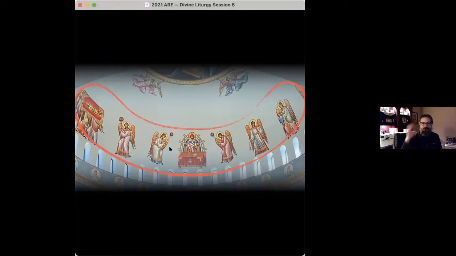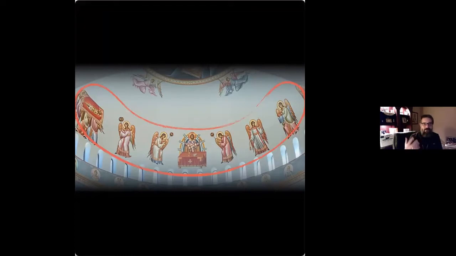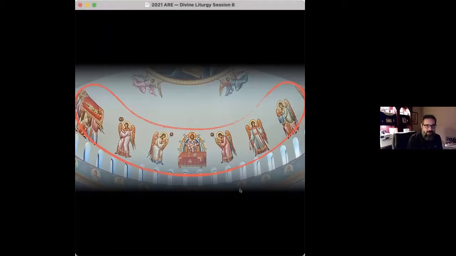So it's trying to convey this continuous movement, this continuous liturgy that's happening without end. And again, we are tapping into that. We are linking into that when we come together as the faithful.